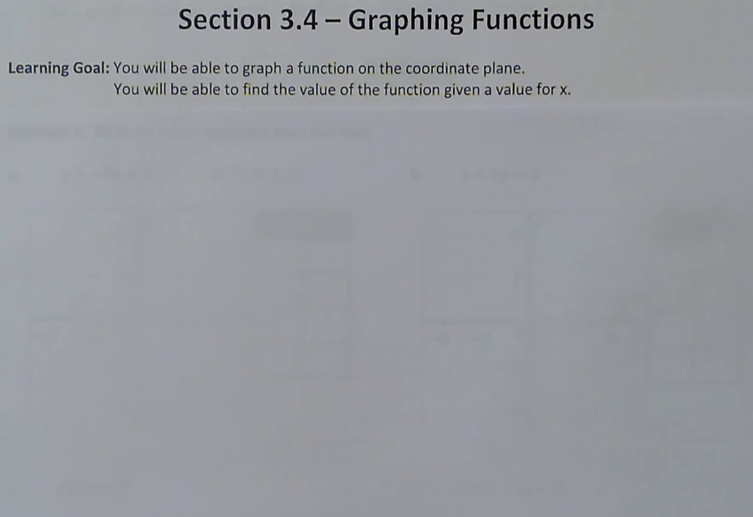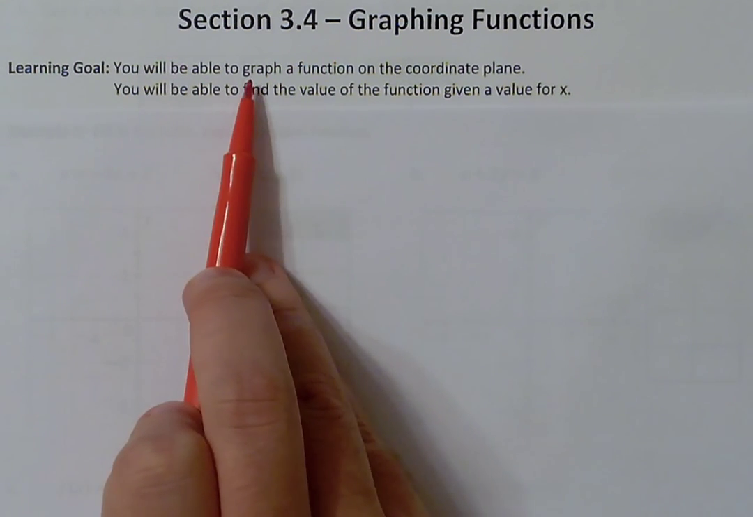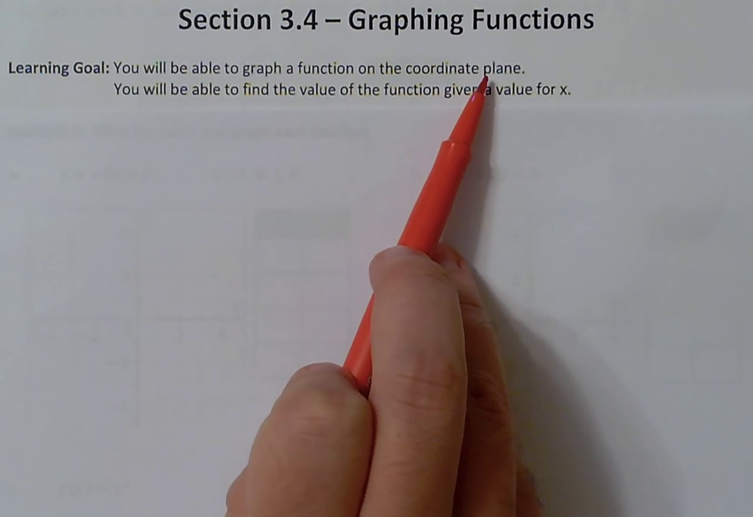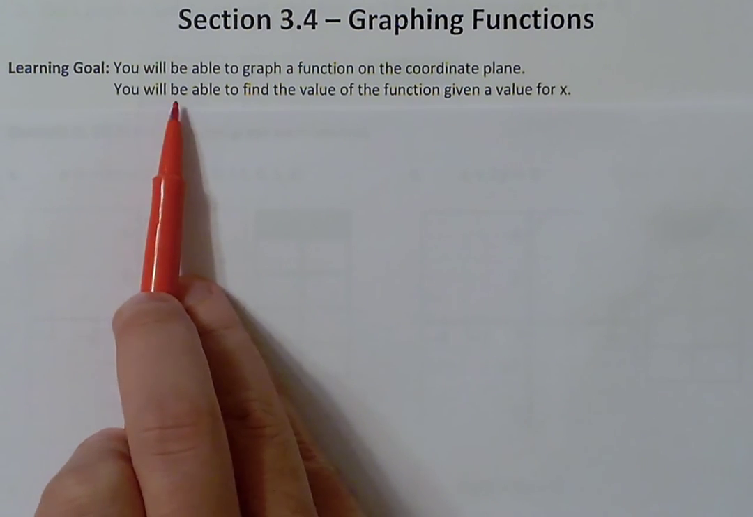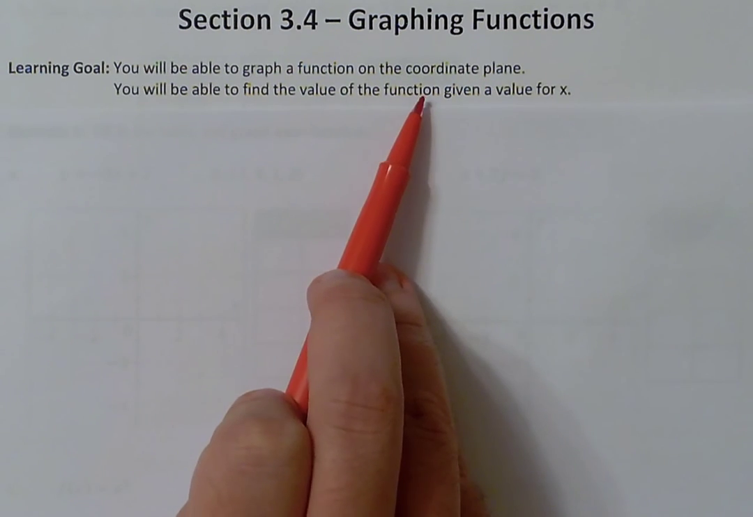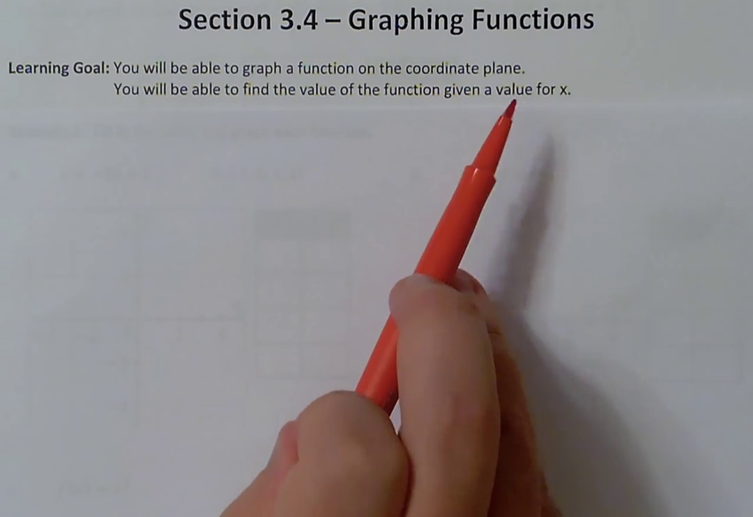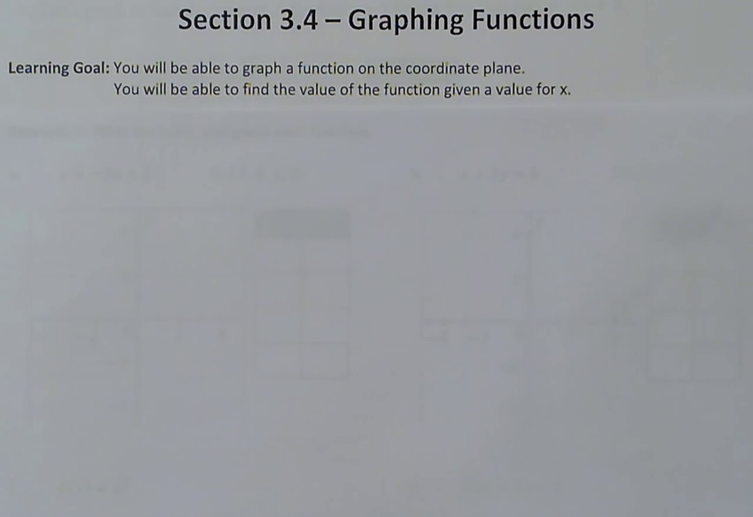For today's lesson, we're going to be taking a look at section 3.4, which is going to do with graphing functions. So for today's lesson, we have two learning goals to take a look at. Our first learning goal is you will be able to graph a function on the coordinate plane, and you will be able to find the value of the function given a value for x. So they'll tell you x equals 3, what is the value of the function? And we'll talk about how we can figure that out today.